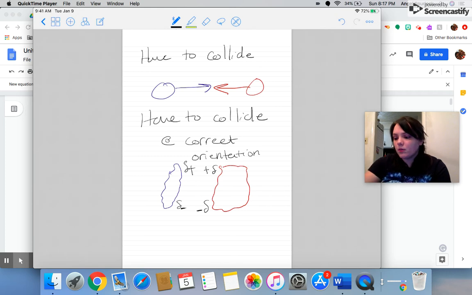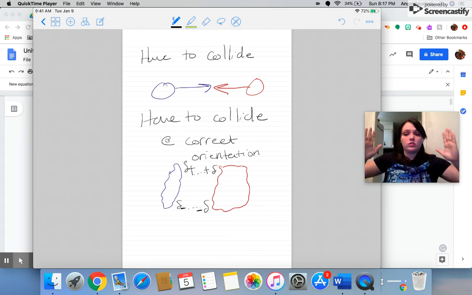Now that's a problem, because we happen to know that like charges repel each other. So if this is their orientation when they go to collide, if they don't have a lot of energy, first of all, they're going to start repelling right about here, and then they just won't even collide at all. They'll just repel each other away.